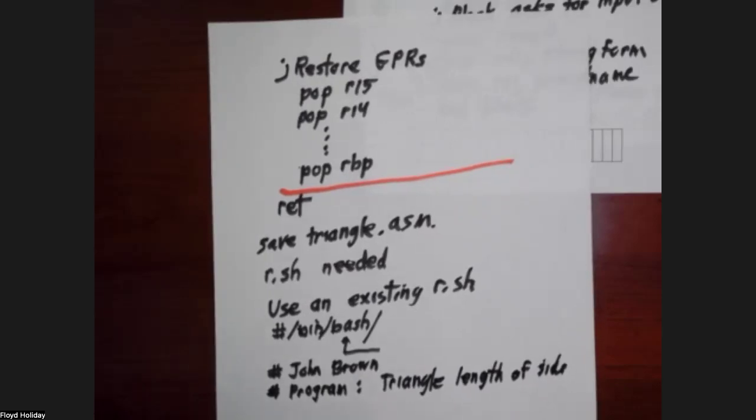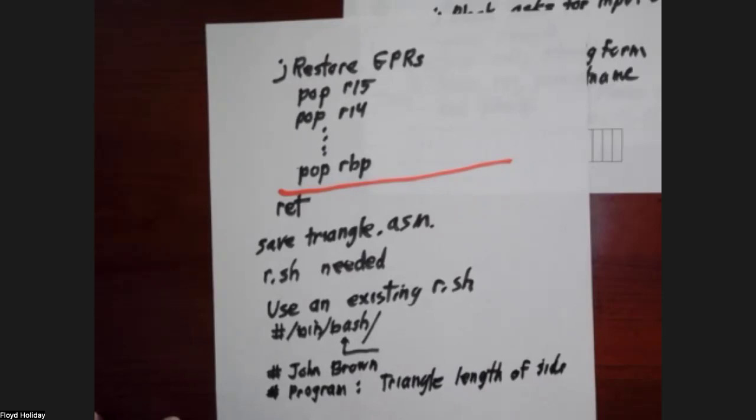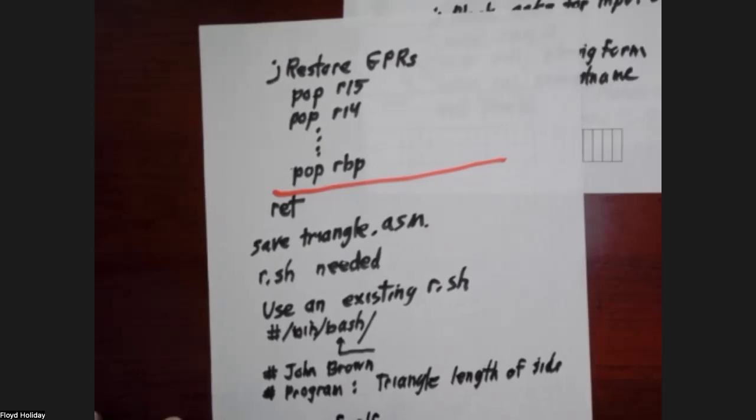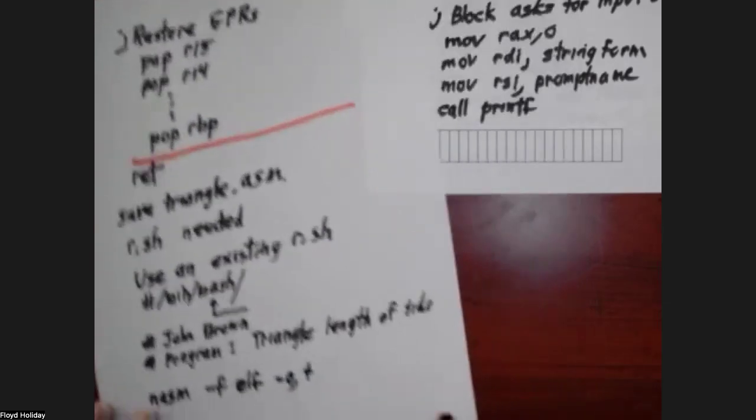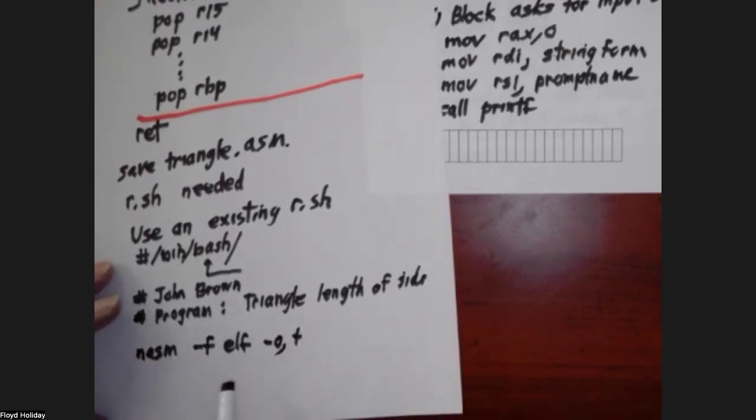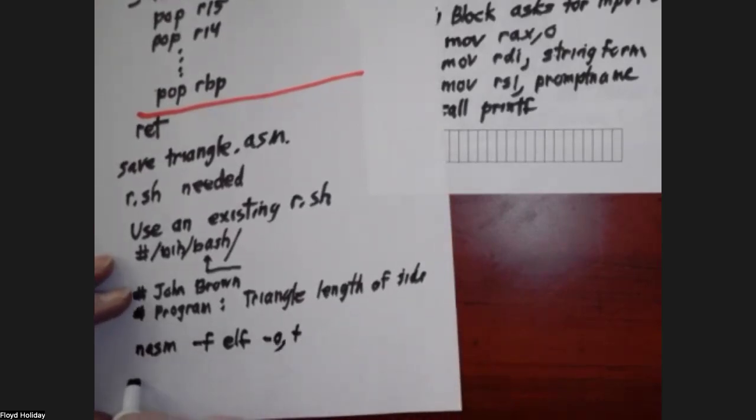The first important one is NASM. I think it has very few parameters. -f elf -o triangle. Oh, that's a syntax error there. There's no dot there. Let me start the sentence over again. I put a dot there and there's not supposed to be one. nasm -f -o.